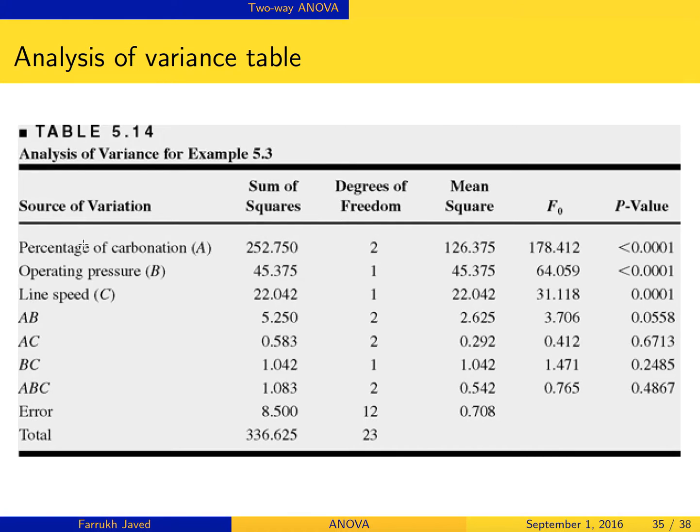So now here are three factors individually, and then their interactions, and then finally the total. Here are the p-values. The first two p-values say that the percentage of carbonation and operating pressure are much less than 0.05. This one is also less than 0.05. It means that they are not behaving similarly with respect to the filling height, which they should be.